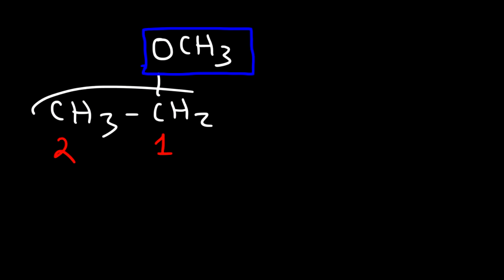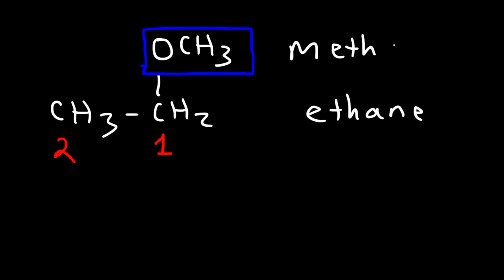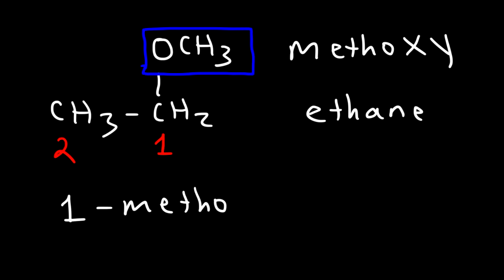So this group right here is called ethane because we have 2 carbons. And the OCH3 group as a substituent is known as a methoxy group. So another way in which you can name this molecule, you can say it's 1-methoxy ethane.